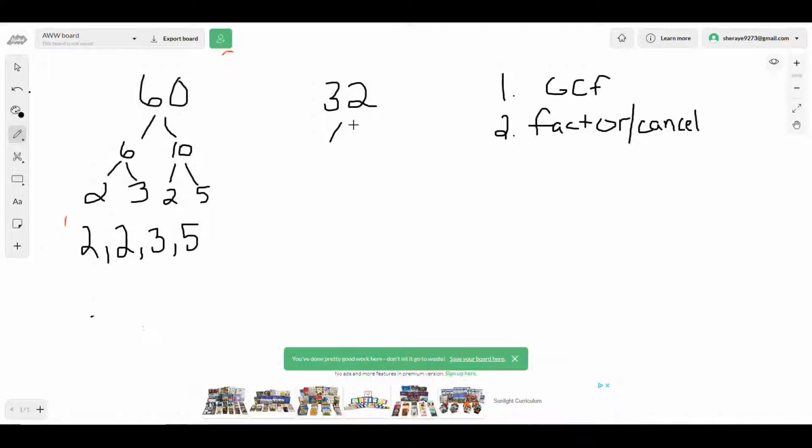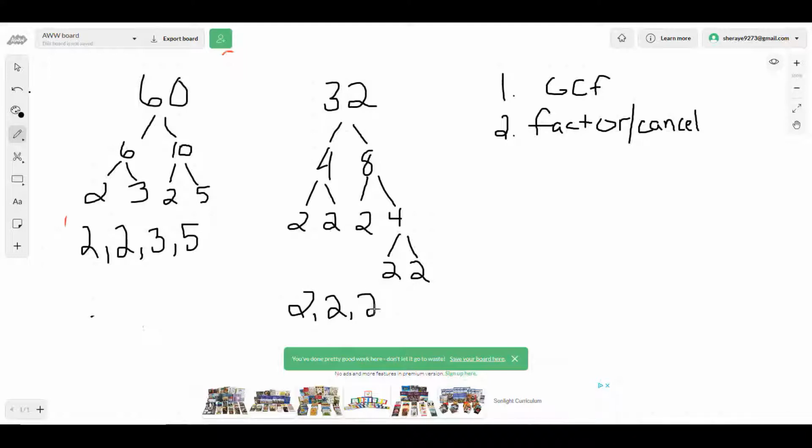Now for 32, I'm going to use 4 and 8. 4 breaks down to 2 and 2. 8 breaks down to 2 and 4. 4 breaks down again to 2 and 2. You can bring these down again if you need to help you. So that's 1, 2, 3, 4, 5 2s. So the prime factors for 32, you would list them. Later on, we'll figure out an easier way to list them. But for right now, that's what you would do.